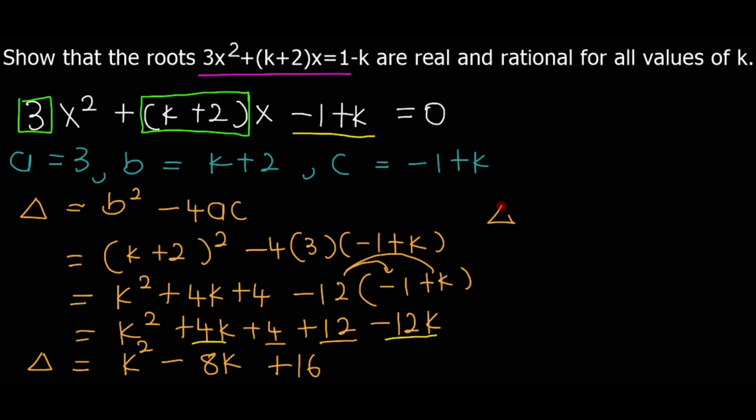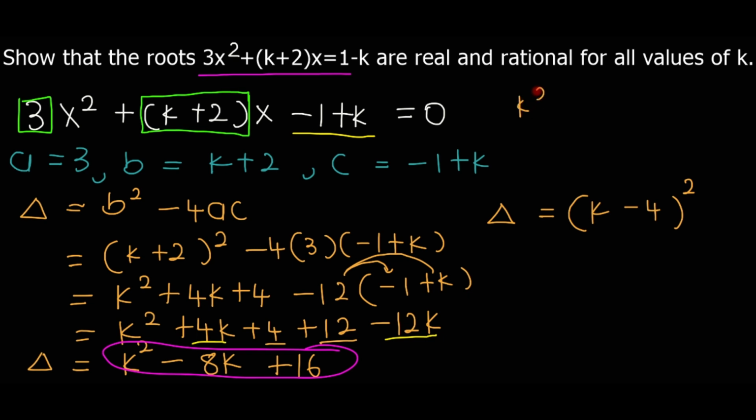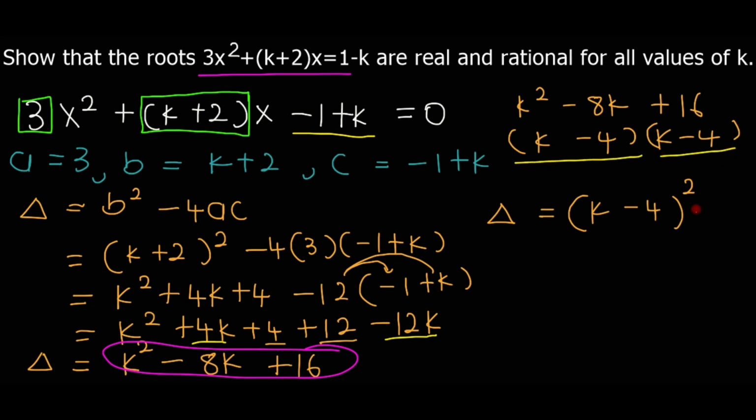Actually this problem is a quadratic, in the form of a binomial. So this problem is k minus 4, all squared. Remember, if this is a quadratic, k squared minus 8k plus 16, we can factorize it into 2 brackets: k minus 4 and k minus 4. Because it's k minus 4 two times, it is squared.